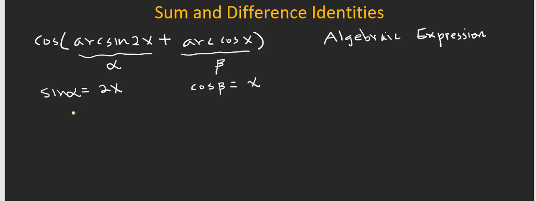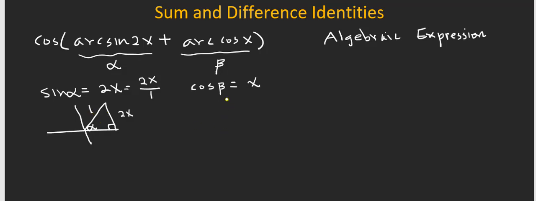So let's draw a triangle here. Okay, you have alpha, and that's a right angle. So sine of alpha is 2x, and sine is y over r. I could rewrite 2x as 2x over 1, so y becomes 2x, and r is 1.